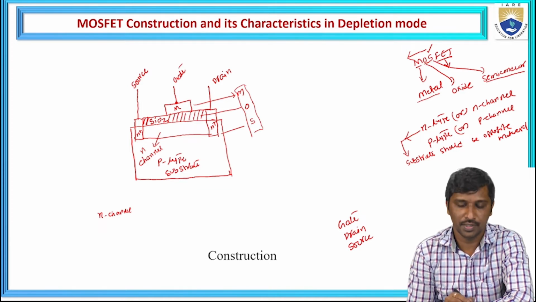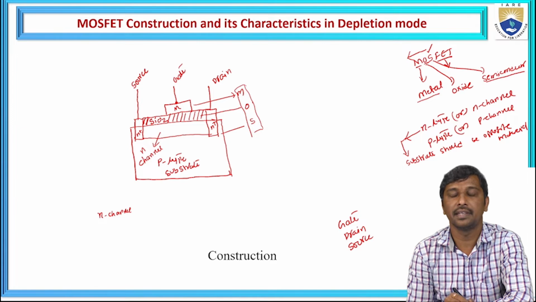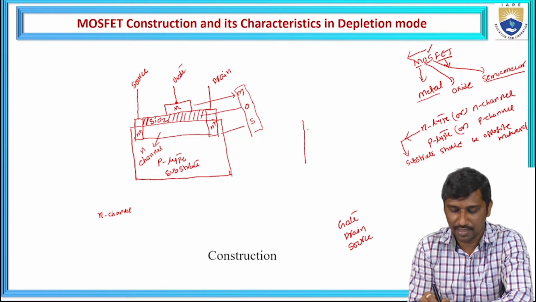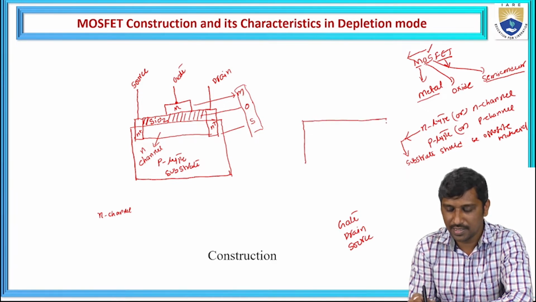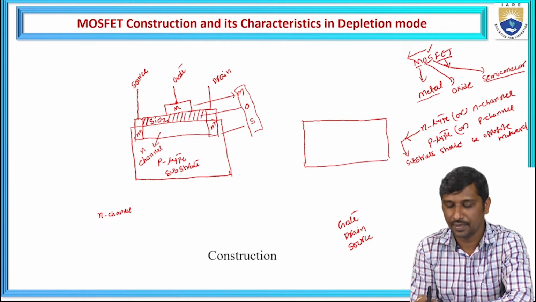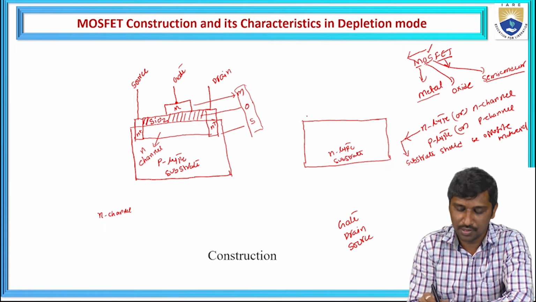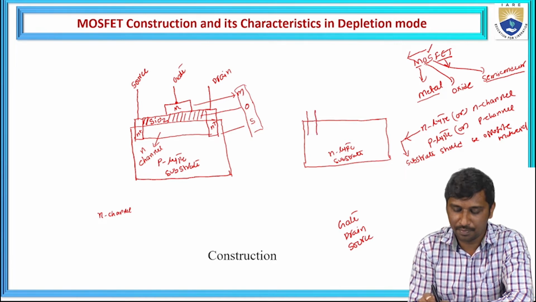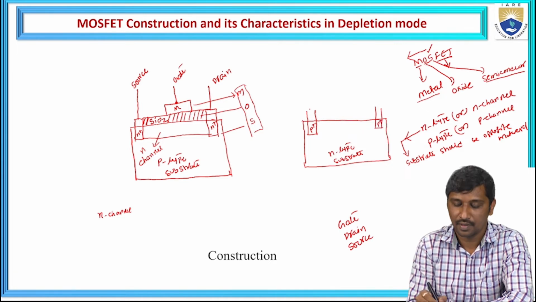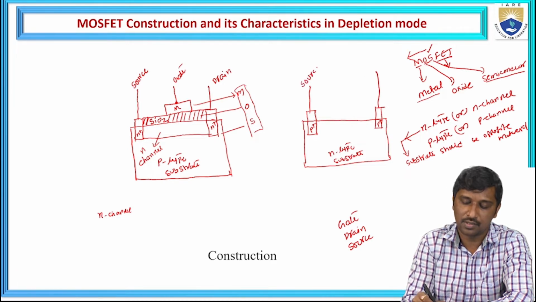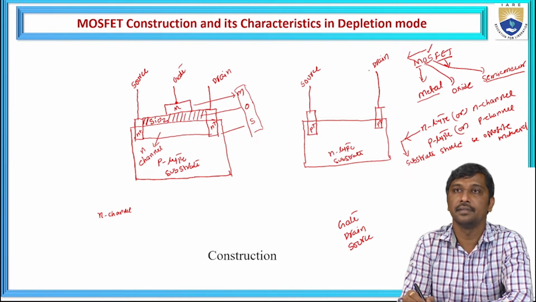Similarly, if you want to construct a P-channel or P-type depletion type MOSFET, first we need to take a substrate. If we want to construct the P-type, then we need to take the opposite material, and that opposite material is an N-type substrate. Then we need to diffuse heavily doped P-type materials at opposite ends. Then we need to connect the electrodes. One electrode is represented as source, one electrode is represented as drain.